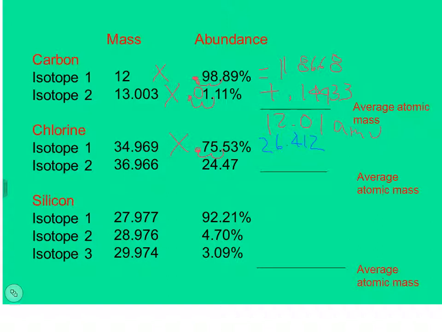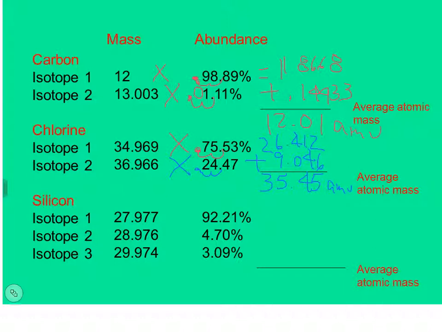Let's do the same for the second isotope of chlorine. We're going to move the decimal 2 places to the left. We're going to multiply across, and we're going to get 9.046. Once we have multiplied across, we're going to add down. When you add down and round to the 100th, we get 35.45. And we're going to use AMUs, atomic mass units. All right, so what did we do again? We took the abundance, we changed it to a decimal, then we multiplied across, and lastly we add down.